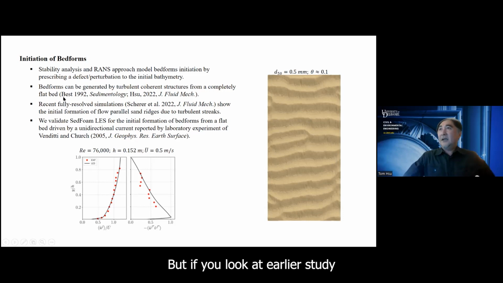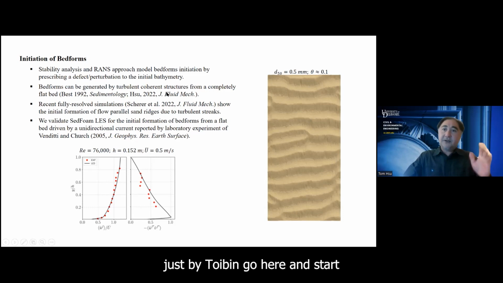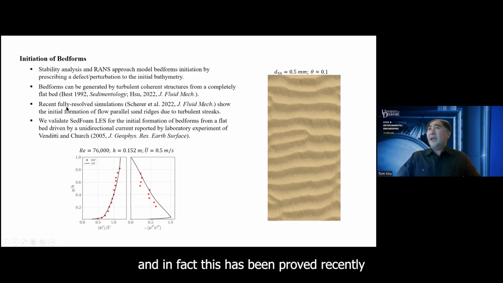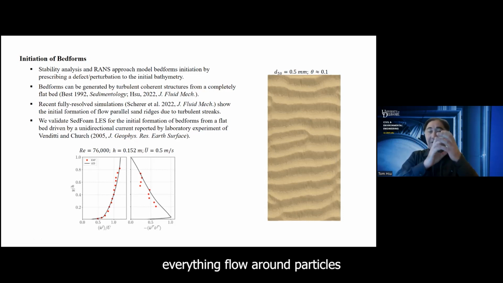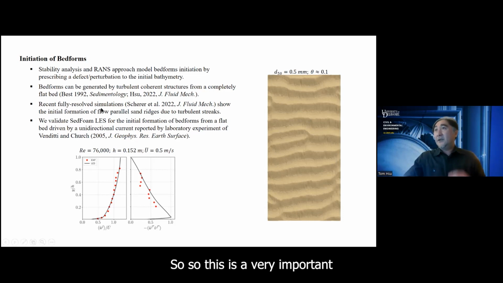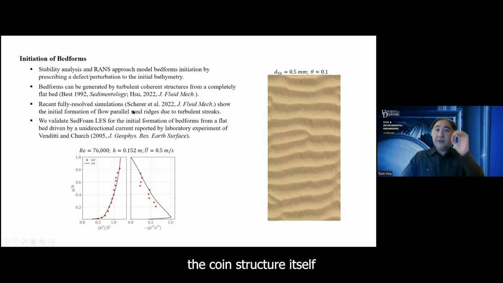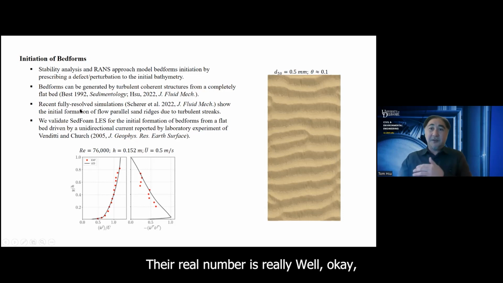But if you look at an earlier study by Jim Best, he argued that bed form can actually be generated by turbulent coherent structure, just by turbulent coherent structure, from a completely flat bed. Okay, and in fact, this has been proved recently by a fully resolved simulation. This fully resolved simulation really resolves everything, flow around particles, and they simulate millions of particles. This is a very important work published recently. They show that the coherent structure itself can generate bed form. But because this is a fully resolved simulation, their Reynolds number is really low.